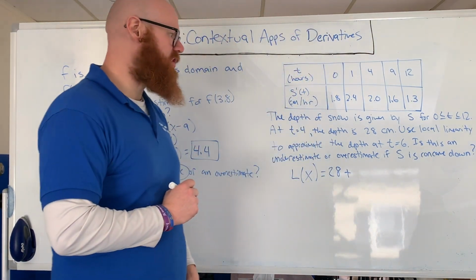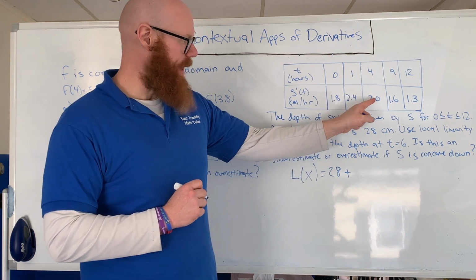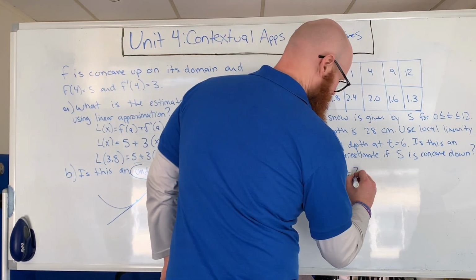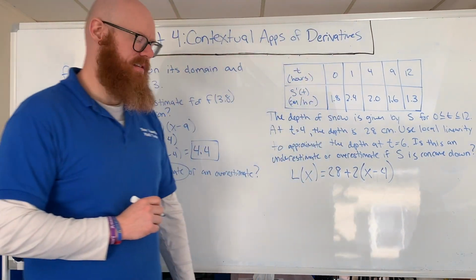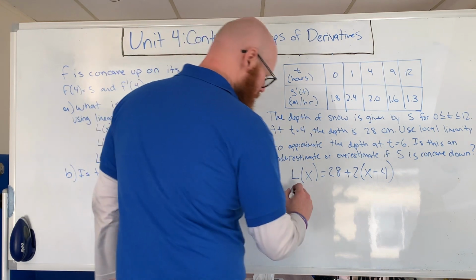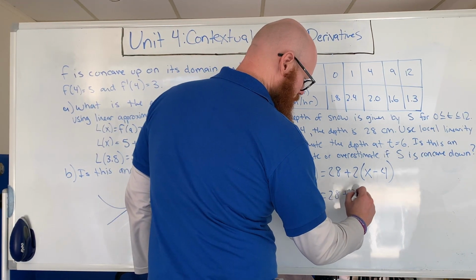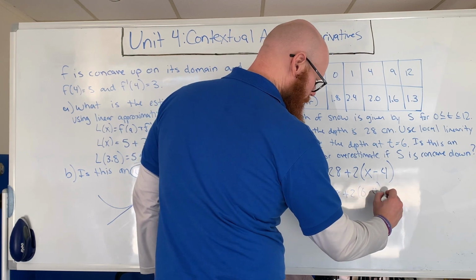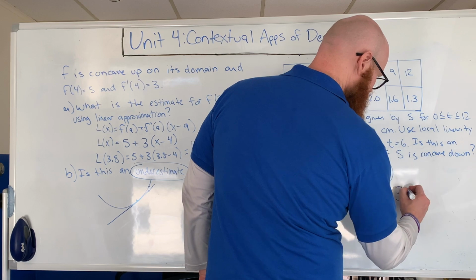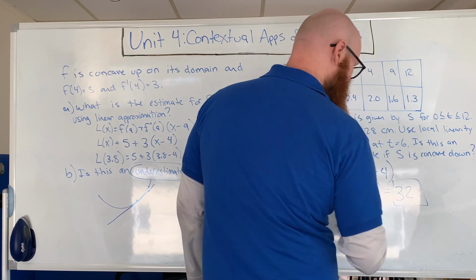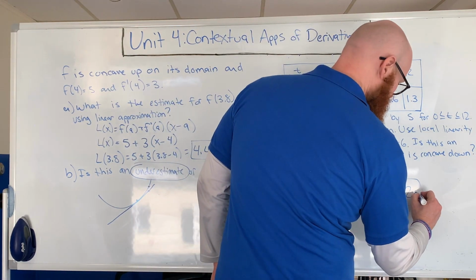Plus now the slope, f prime of a. Well, f prime of 4, we just use this table. That's 2, times x minus 4, x minus a, and a is 4 here. So if we want to approximate at 6, we get 28 plus 2 times 6 minus 4. That's just 2. 2 times 2 is 4, and 4 plus 28 is 32. So the depth of the snow would be 32 centimeters.